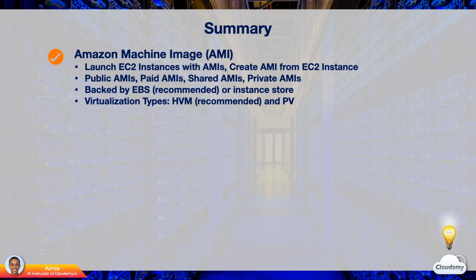An AMI can be either backed by EBS or Instance Store. If you launch an instance from AMI backed by EBS, you will create an instance with EBS volume. EBS is recommended. There are two virtualization types: HVM AMIs and paravirtual AMIs. HVM AMIs are recommended as they leverage hardware extension to fast access the underlying hardware on host.